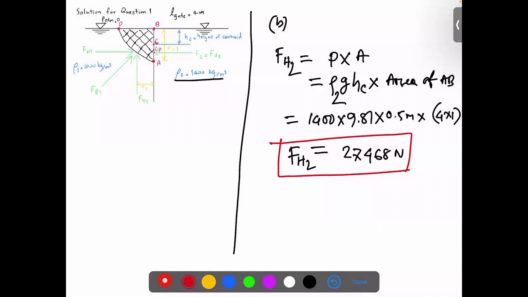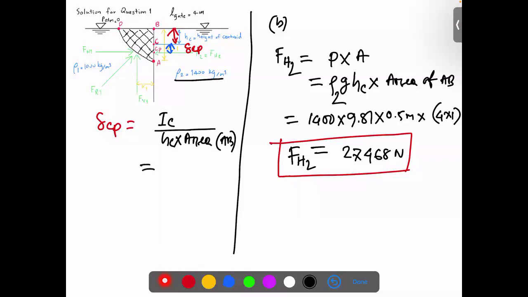Now we need the distance. The distance is again the same. This distance, we will say this is delta Cp, and this plus this distance, right? So let's calculate the delta Cp first. Delta Cp is equal, the formula we know, Ic over hc times the area of AB.